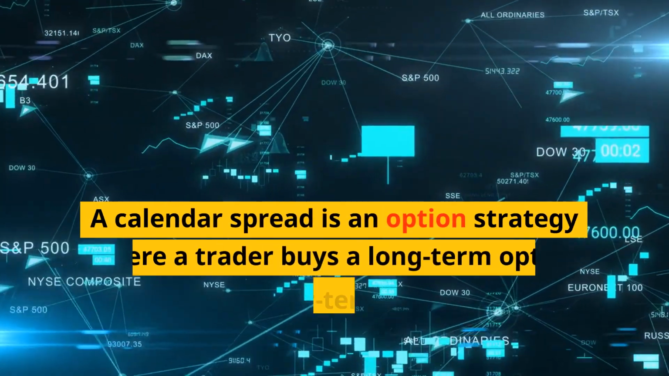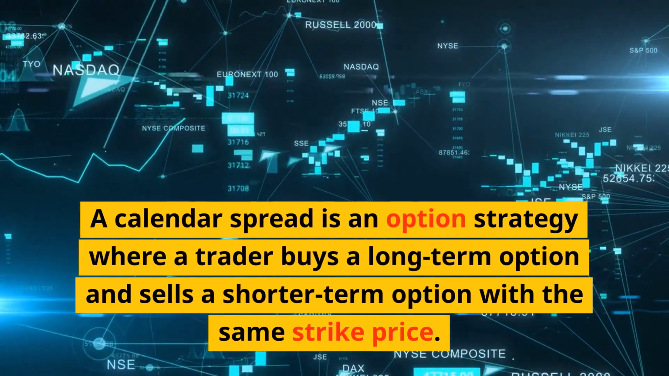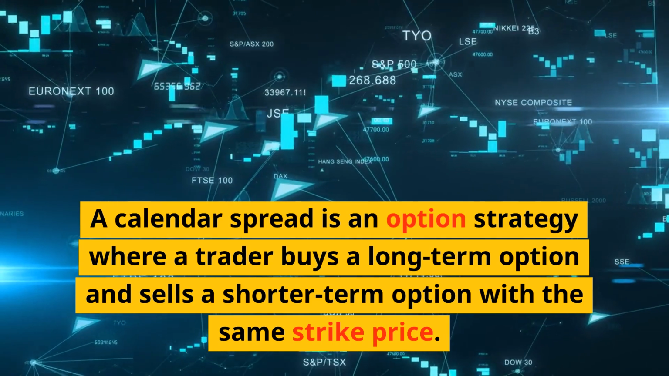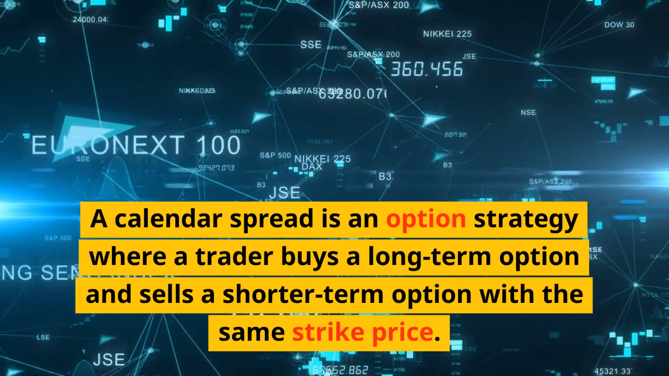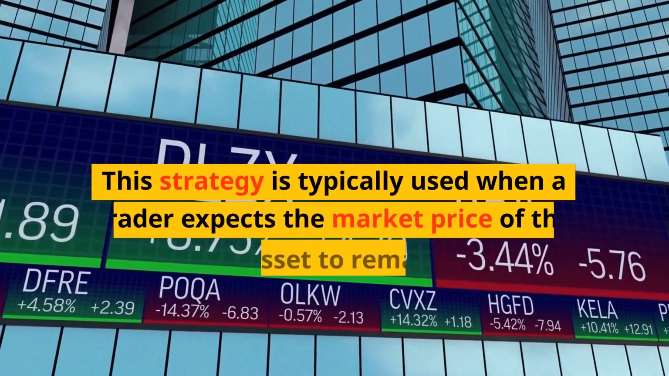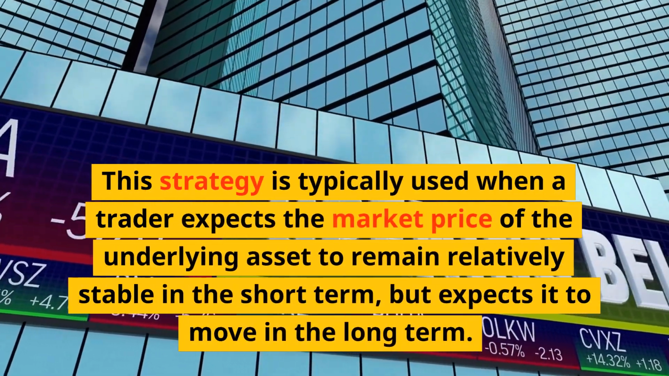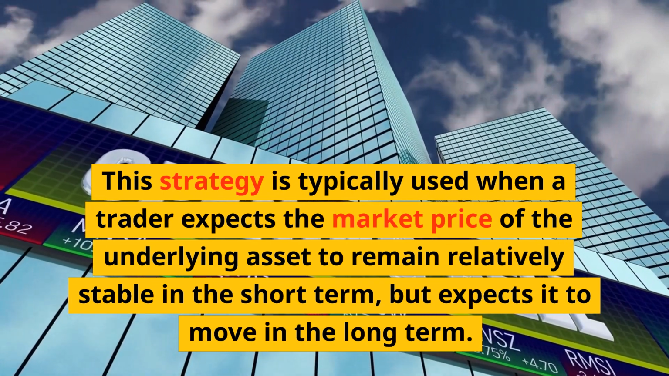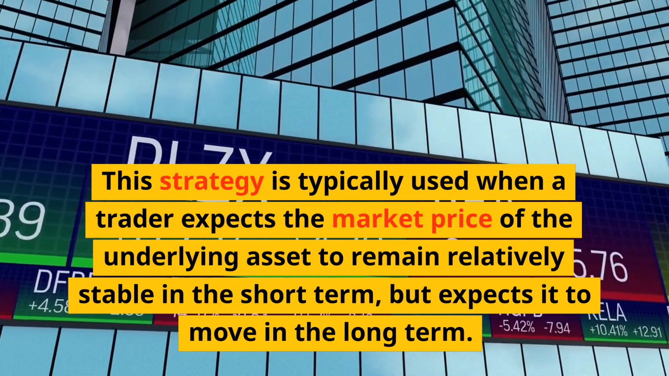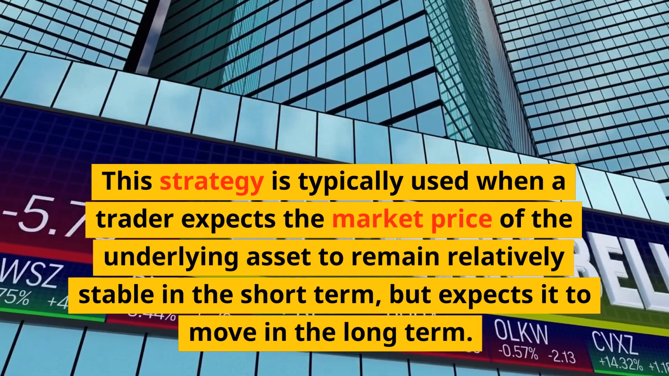A calendar spread is an option strategy where a trader buys a long-term option and sells a shorter-term option with the same strike price. The strategy is typically used when a trader expects the market price of the underlying asset to remain relatively stable in the short term, but expects it to move in the long term.